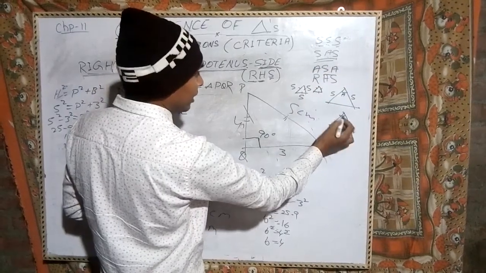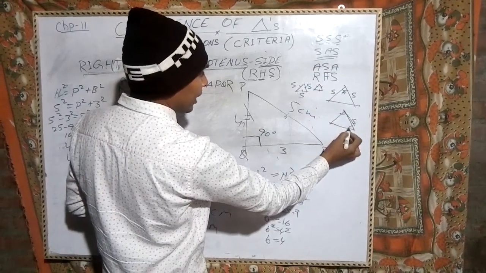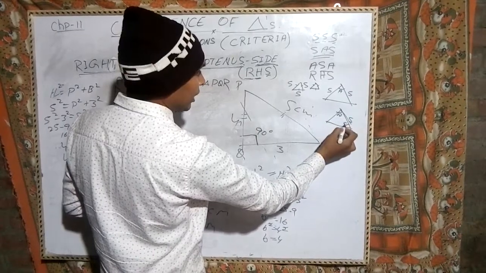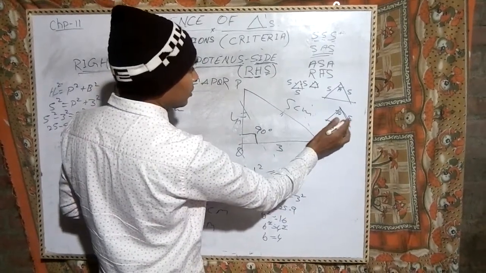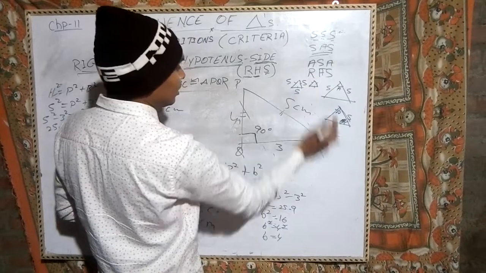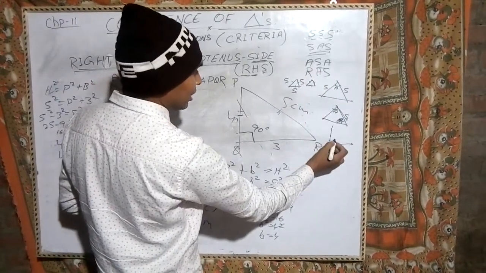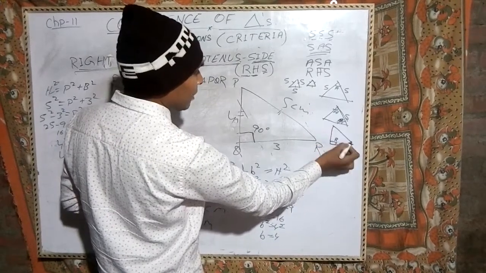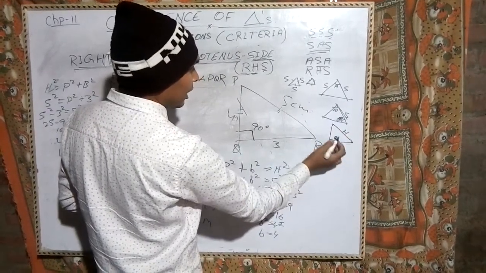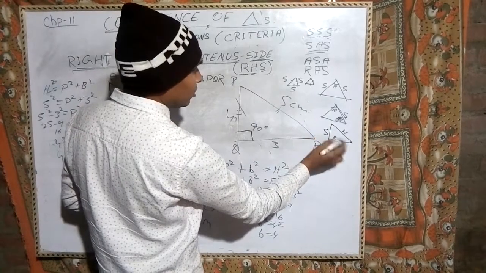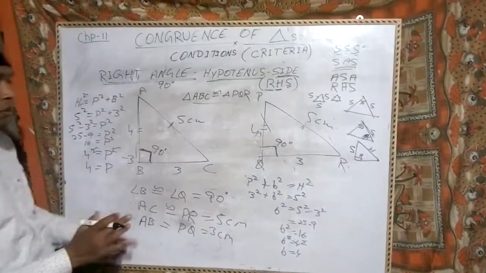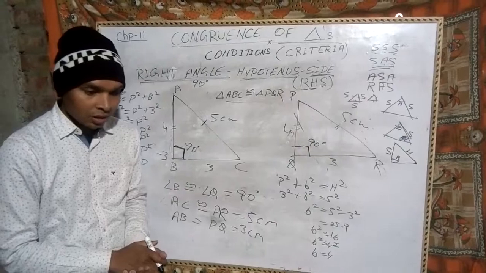Another, ASA, angle side angle. And another thing is RHS, which means right angle, this is R, hypotenuse H, and side, either this side or this side. Okay, so we have covered this chapter.